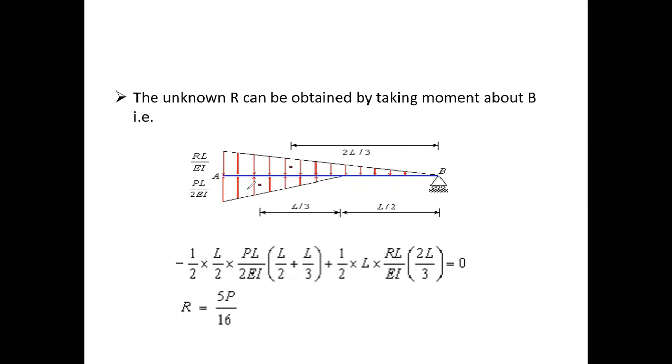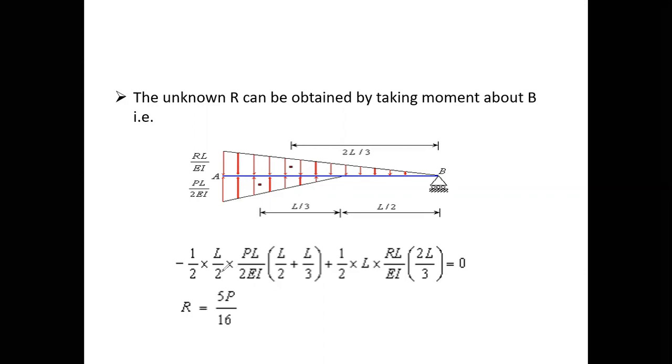This is creating a hogging in this case. Sorry, this is creating a sagging in this case. So it will be minus, and then this loading is half into base into height. The height again here is PL by EI, and the base will be the total L.